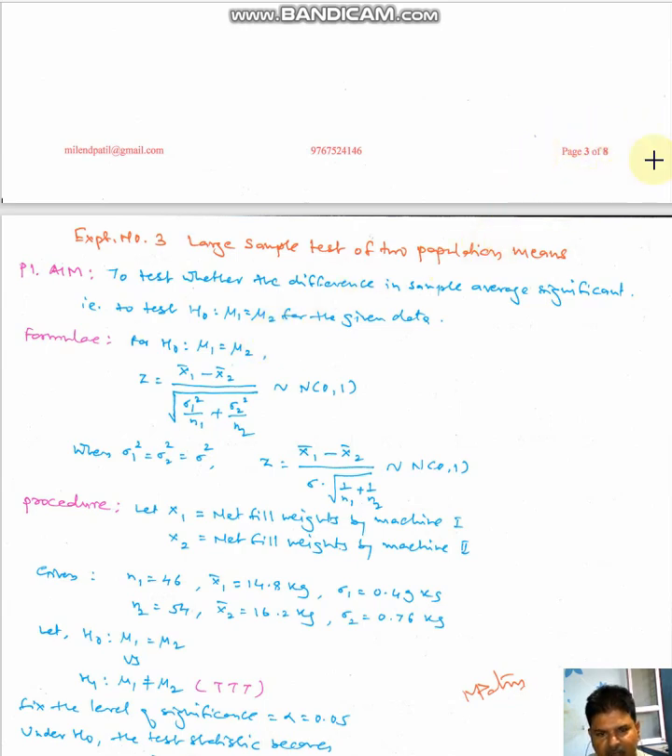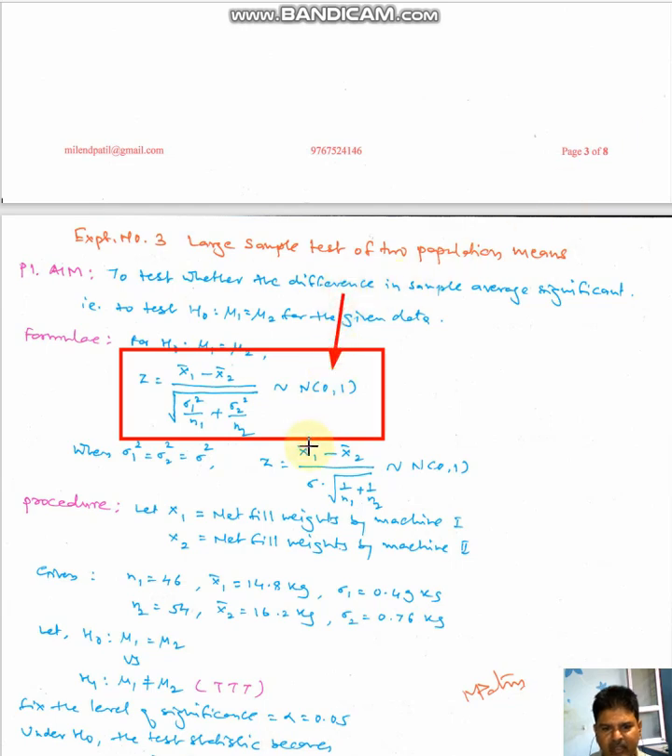So what is the formula for this? The formula is this. Z is equal to x bar 1 minus x bar 2 divided by square root of sigma 1 square upon n1 plus sigma 2 square divided by n2. And this follows a normal distribution with mean 0 and variance 1.